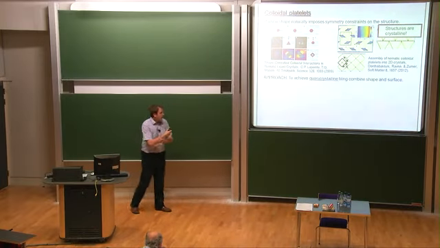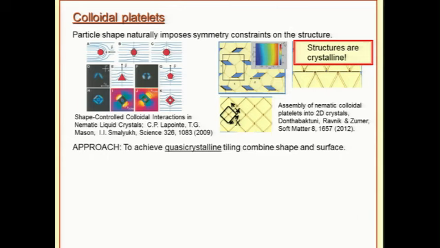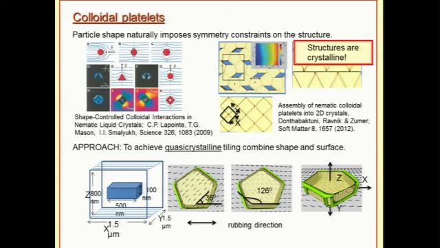There's a trick. In order to achieve quasi-crystalline tiling, you need to combine the shape of the particles and also design the surface anchoring on the tiles. What I mean by that: the tiles we will be using are pentagons, and we will impose surface anchoring on the top and bottom surface of my tile. You see the geometry. It's a planar cell, a layer of nematic. Here I'll have my tile, and on the top and bottom surface, I'll put uniform anchoring.